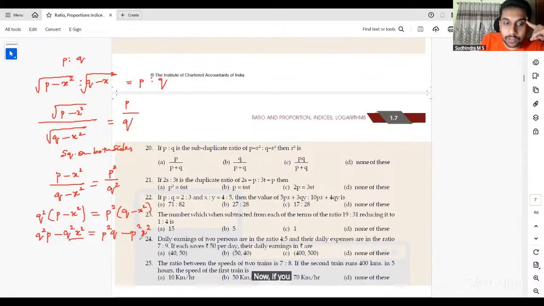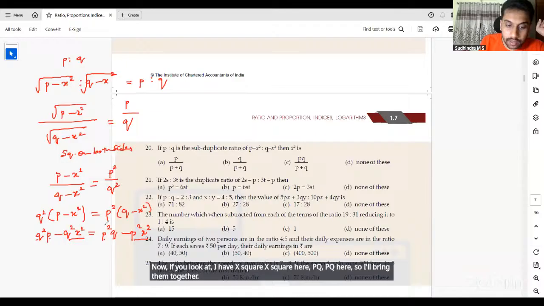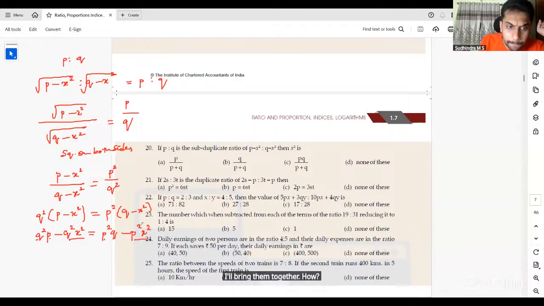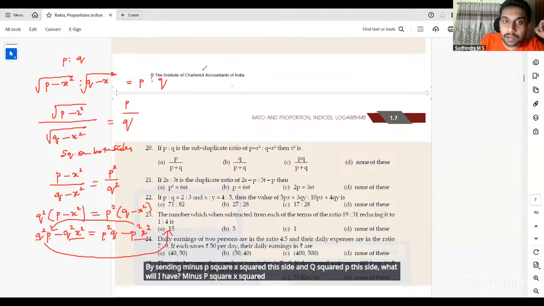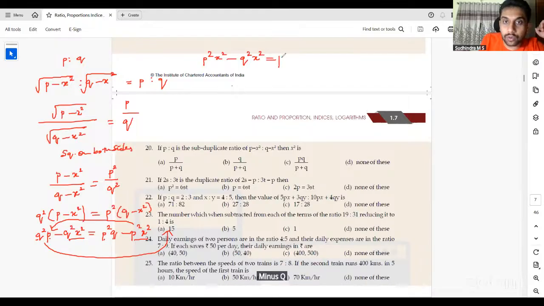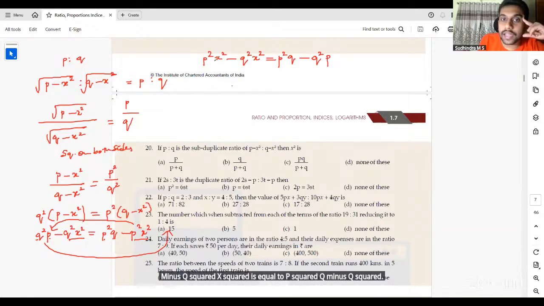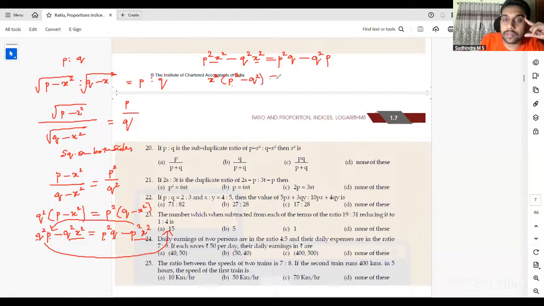Now if you look at, I have X square here, and PQ here. So I'll bring them together. How? By sending minus P square X square this side and Q square P this side. What will I have? Minus P square X square, if I bring it this side, it will be plus P square X square minus Q square X square is equal to P square Q minus Q square P. Here I can take X square common, P square minus Q square, PQ common, P minus Q.